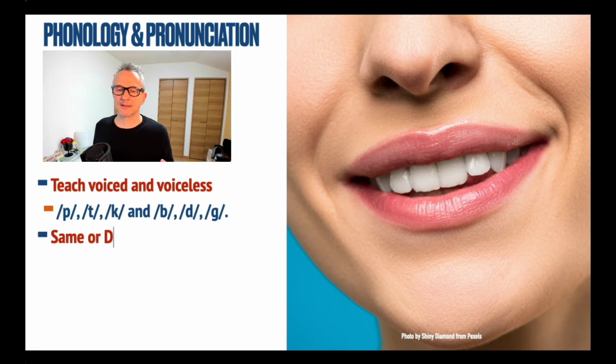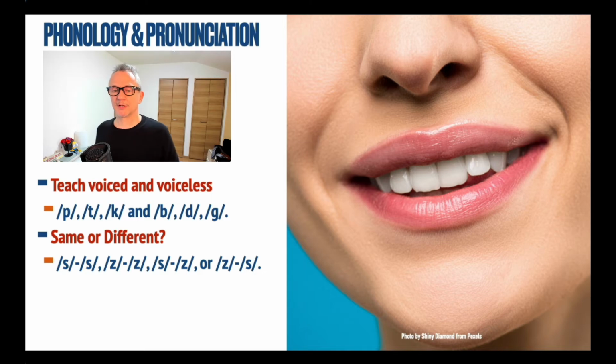Another basic technique that we can use to help learners master a little bit of phonology and pronunciation is this distinguishing task. Are these sounds the same or different? So the teacher pronounces s, s, same or different, z, z, same or different, s, z, same or different, and the students answer same or different, z, s, same or different. These are really basic aspects of phonology and pronunciation.